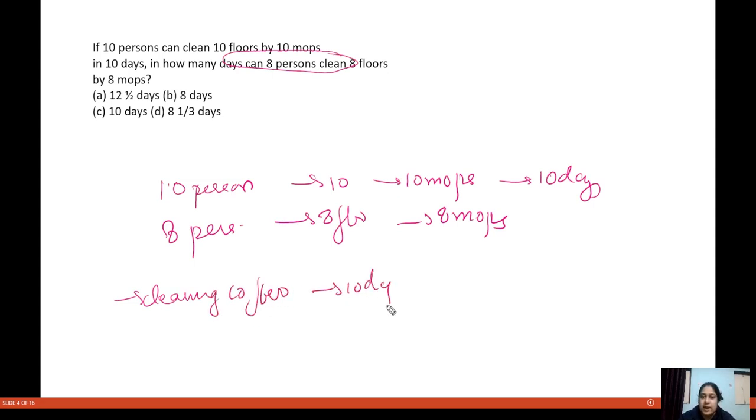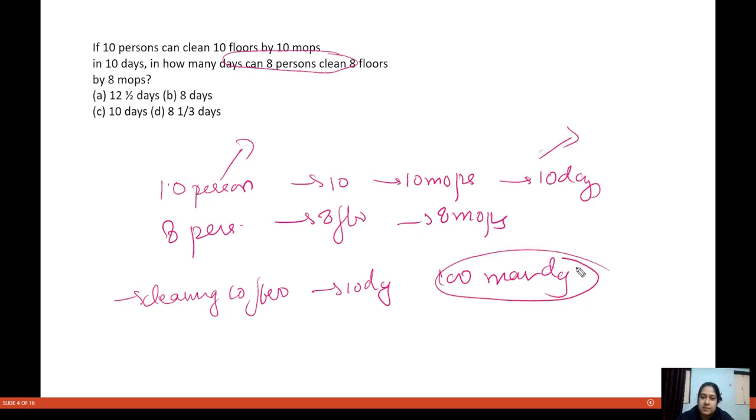Now to clear 8 floors, 80 man days are required. But we have only 8 men. So when we have 8 men, we will need 10 days. So this answer will come to be 10 days. Fine.